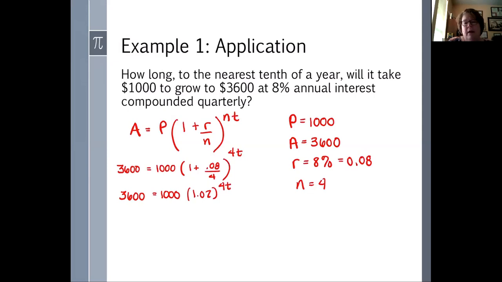All right, to solve an exponential equation, I need to have the exponential isolated by itself on one side of the equation. So I need to get rid of the 1,000. I'm going to divide both sides by 1,000. 3,600 divided by 1,000 is 3.6. Now that I have the exponential isolated on the right-hand side of this equation, I can take the natural logarithm of both sides.